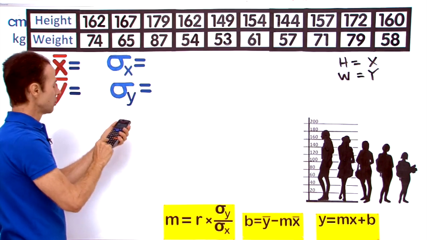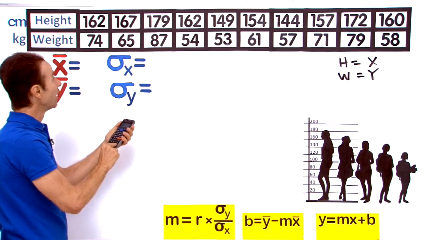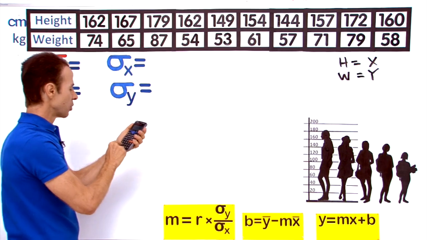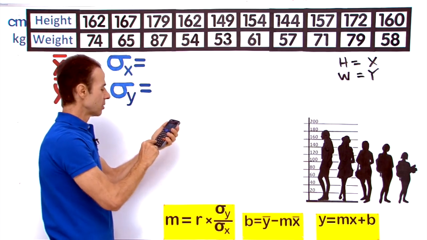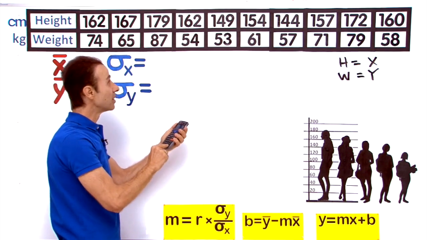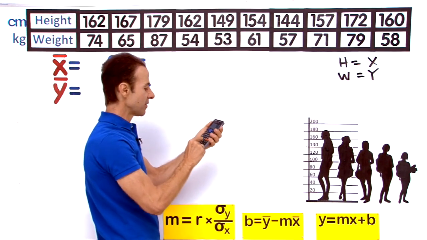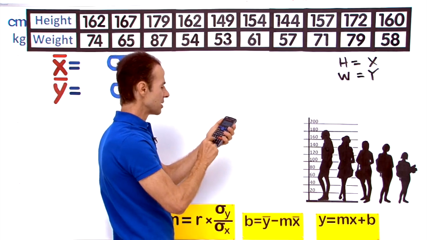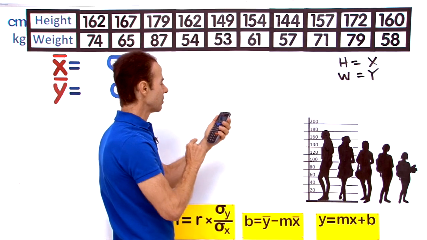167 equals 179 equals 162 equals 149 equals 154 equals 144 equals 157 equals 172 equals 160 equals.